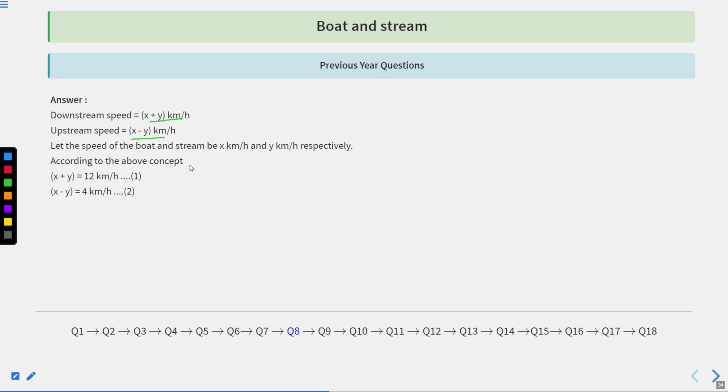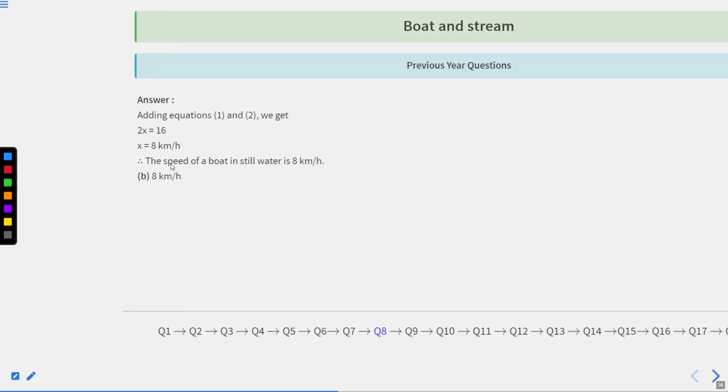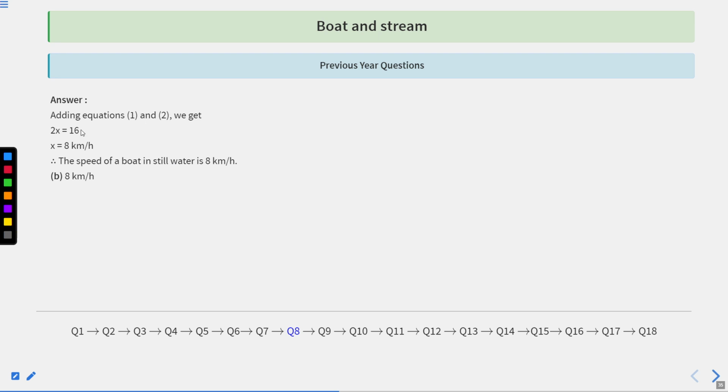So according to the above concept, x plus y is 12 and x minus y is 4. So we have equation 1 and equation 2. Adding these up, you will have 2x equal to 16, that is x equals 8 km per hour. Therefore, the speed of the boat in still water is 8 km per hour, which is option number B.